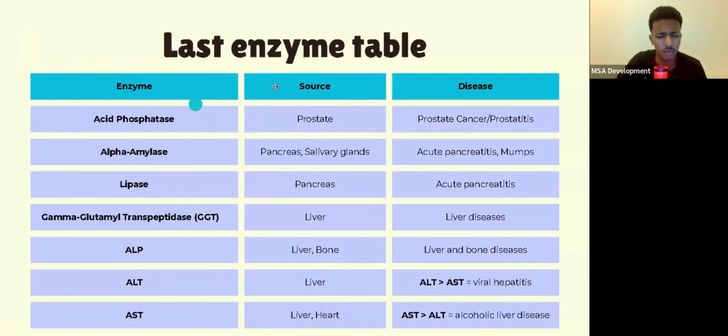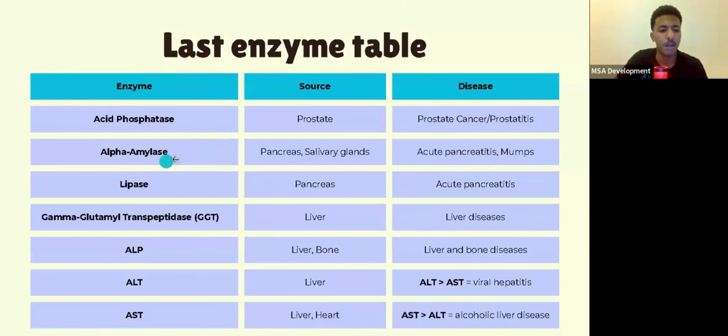And lastly, we have this very, very important enzyme table, and I believe 2, 3 questions from this. So the first enzyme is acid phosphatase, and the source is the prostate only. So the only diseases in which you're going to see a rise in acid phosphatase are going to be prostate related, which are prostate cancer and prostatitis, inflammation of the prostate. I think this is going to be a question because it's newly added to your slides.